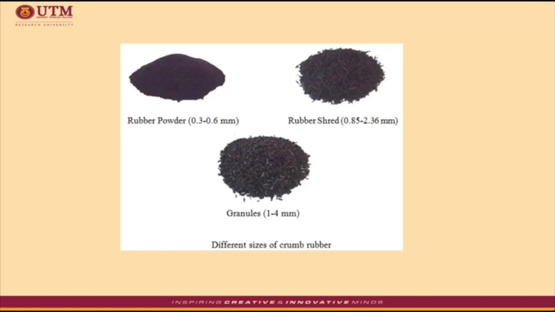Different sizes of crumb rubber produced for recycling purposes are shown in the figure. Rubber particles with irregular shapes and relatively high surface area are more likely to react with asphalt binder at high temperatures to produce a modified binder.